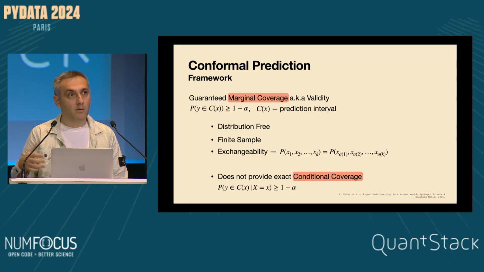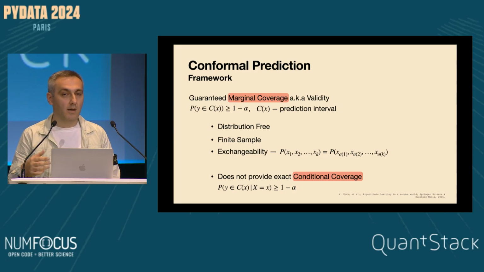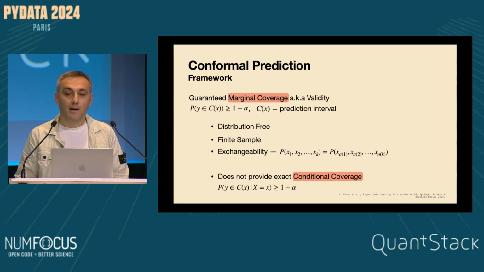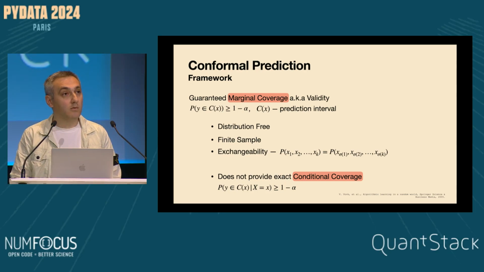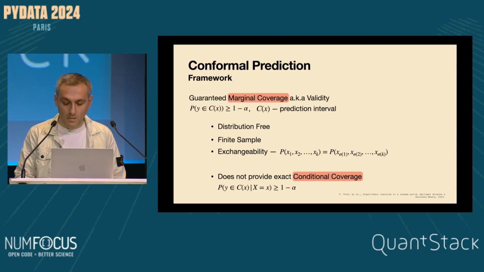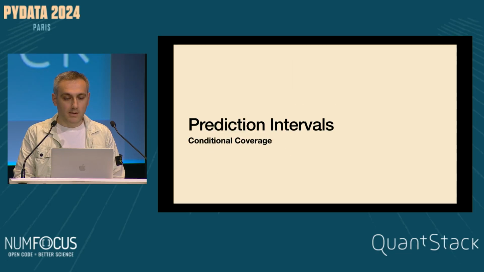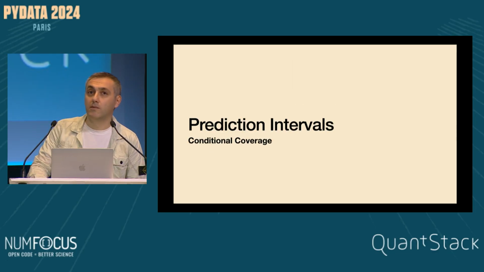So now I think you can understand why we are talking about adaptivity and what it means, and how it is connected with the conditional coverage. So let's talk a little bit more about it to give you an example.